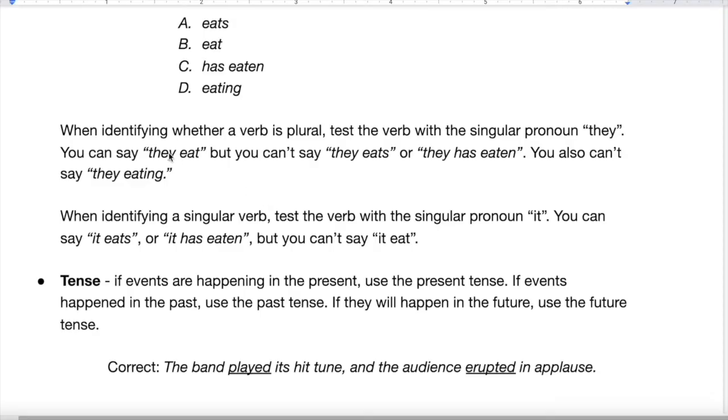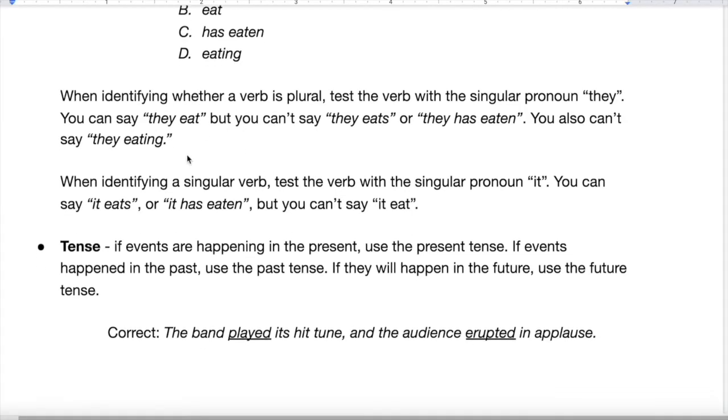And then here I explain more explicitly what I just described in the next part of the rule. Go ahead and read the rest of that rule. What identifying?